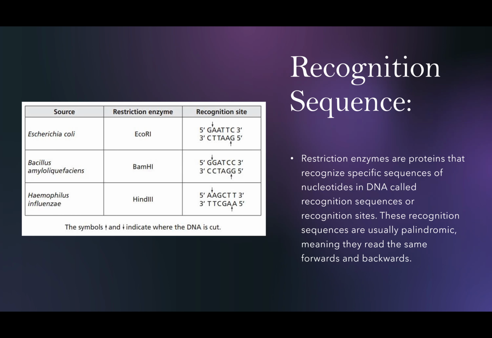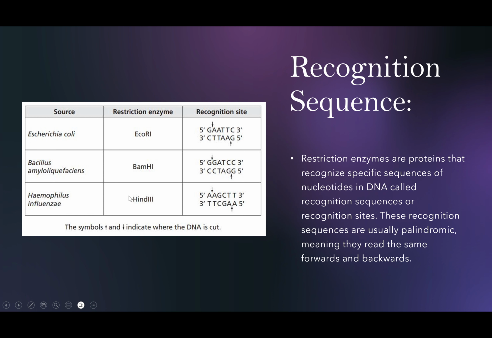So here we have Escherichia coli. This restriction enzyme would be EcoRI, and this palindromic sequence is its recognition site. Here we have a Bacillus species, Bacillus amyloliquefaciens. I always just call it Bacillus amylo, because it is a long word. Bacillus species tend to have BamHI or something similar. Usually BamHI is what we're going to be looking at in the syllabus, and this is its recognition site.